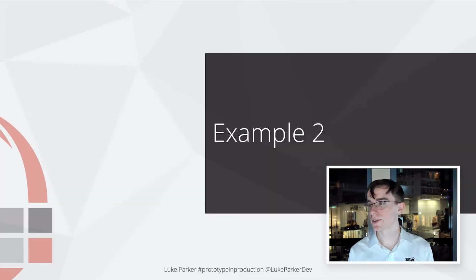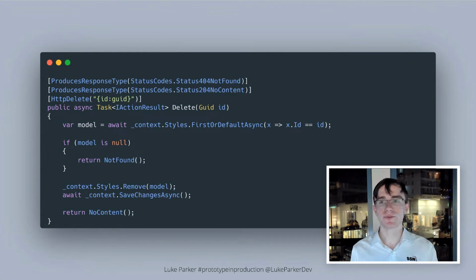Let's go to a bit of a different example. So this is something a little bit more common that you guys might see. If you've got ASP.NET Core APIs, this might be something you see. We've got our attributes here describing the Swagger. We've got a parameter, the ID to delete in this case. And then we've got some data access straight in the controller.